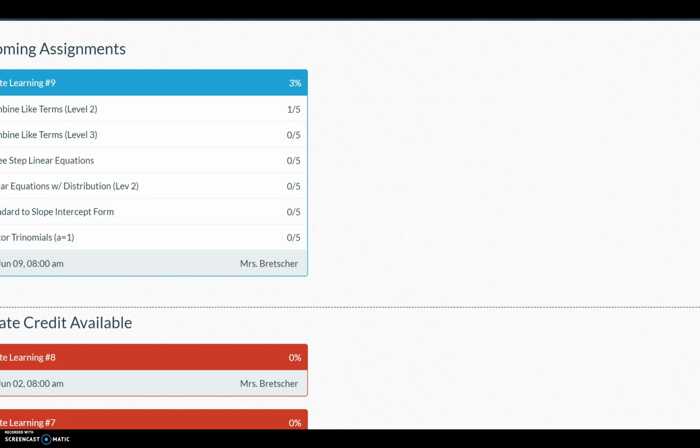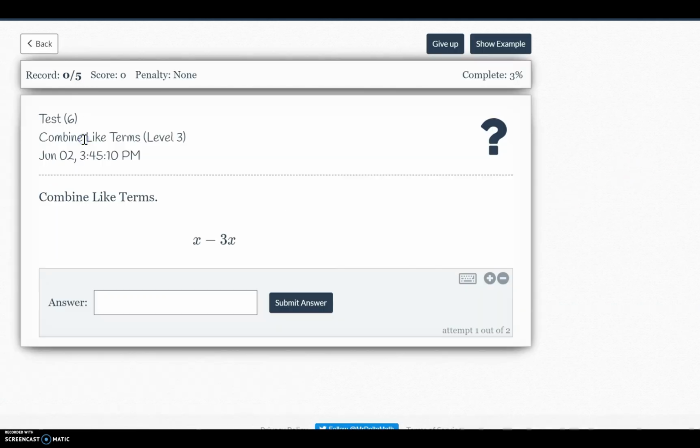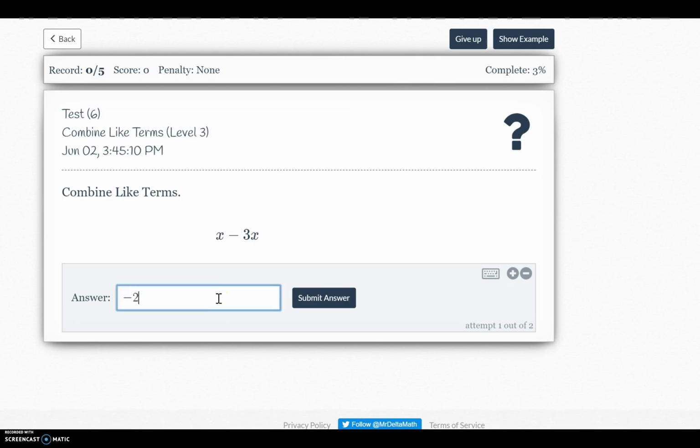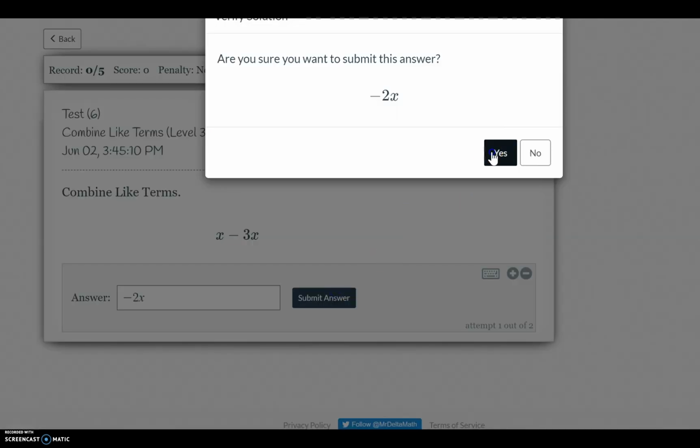So now we're going to go and click the second topic, which is combined like terms level 3. So for here we have combined like terms x minus 3x. Again, a like term has the same variable and same exponent. So x and negative 3x are both like terms. So we're taking 1 and adding it to negative 3 to get negative 2 as our coefficient. And then we keep that variable x. So our final answer is negative 2x. So from here, we're going to type in negative 2x, hit submit.